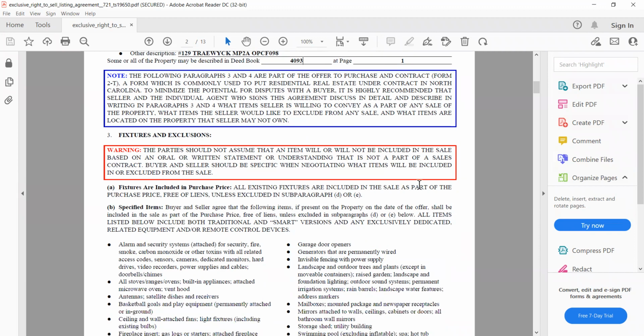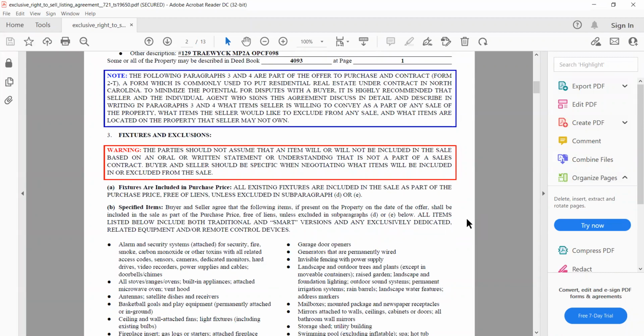The reason the boxes are here, the blue box and the red box, is because there have been so many legal disputes over what is personal property and what is a fixture, what belongs with the house, what goes with the owner. So I'm just going to give you my 2 cents: always write everything down.